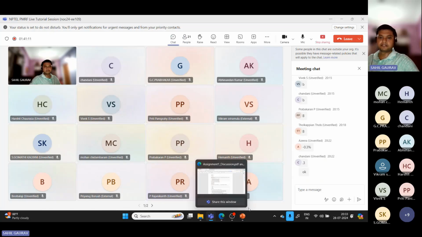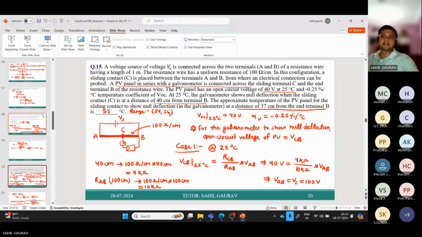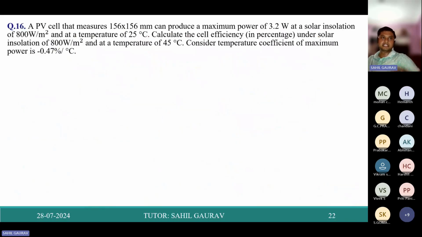So this is a new type of problem. Now coming to the next problem. A PV cell that measures 156 cross 156 mm can produce a maximum power of 1.3 watt at a solar insolation of 1000 watt per meter square and at a temperature of 25 degrees Celsius. Calculate the cell efficiency in percentage under solar insolation of 800 watt per meter square and a temperature of 45 degrees Celsius. Consider the temperature coefficient of maximum power as minus 0.47 percent per degree Celsius.